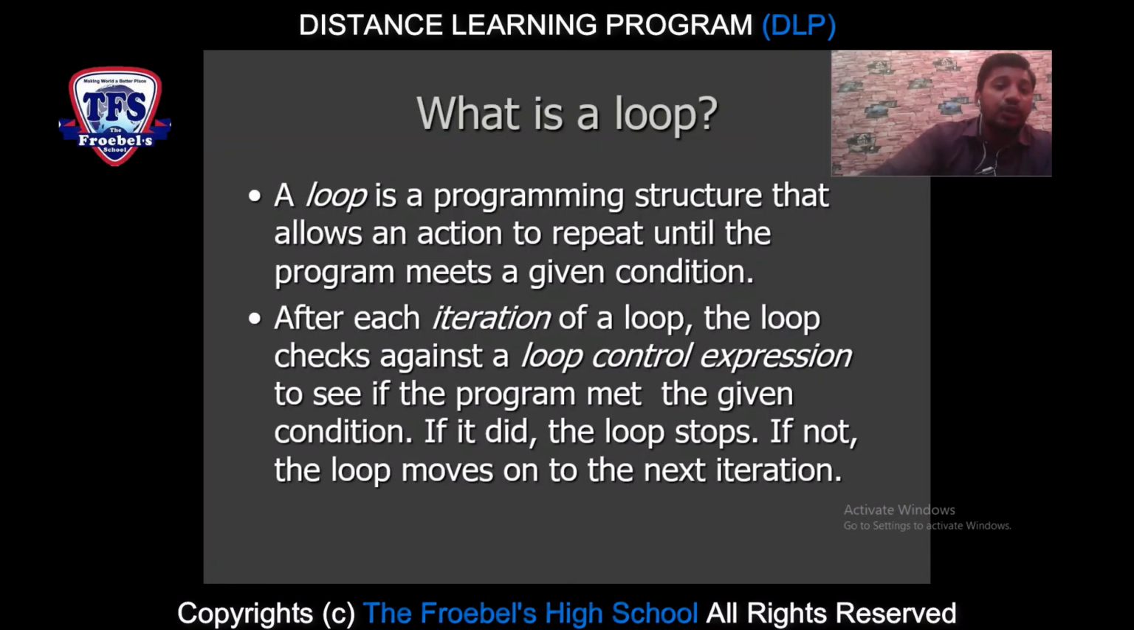Now first of all, what is a loop? A loop is a programming structure that allows an action to repeat until the program meets a given condition. It means it will do the task again and again until the condition meets the requirement. After each iteration, meaning after each action, the loop checks against the control expression to see if the program meets the given condition or not. After every action, it is checked automatically whether it meets the condition or not. If it meets the condition, the loop stops, and if it does not meet the condition, it moves to the next iteration. Okay.